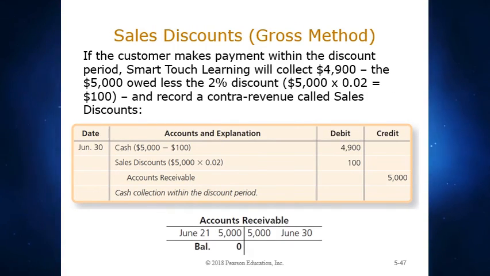So now, if they were to take that discount, so they pay within those payment terms, and they take that 2% discount, now we have to do this. We have to do more of the math on the back end. So our cash still increases, by $4,900 because they took off the 2% for their discount, and then we have a new account that's called sales discounts, which is just for that 2%, which is $100, and then accounts receivable is reduced by $5,000.